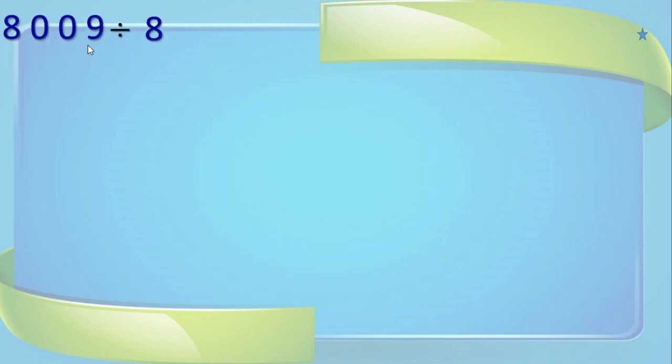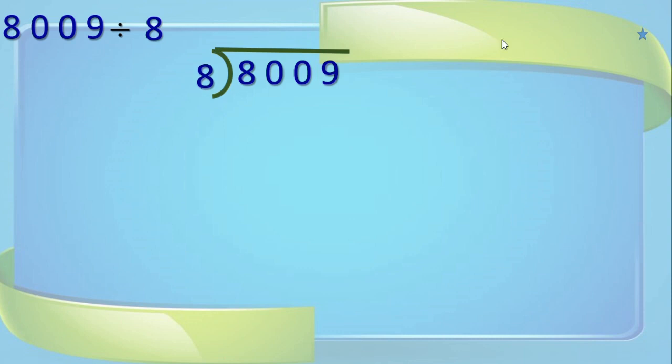This is for your more information. Okay, very simple sum, but it has 4 digits. The method is the same as we went through for 3 digits by a single digit. Okay, see here, 8009 divided by 8. Yes, dear children, here 9 is in the unit place, 0 in the tens place, 0 in the hundreds place, and 8 in the thousands place. The method is the same. Okay, first what we will do, 8 ones are 8.